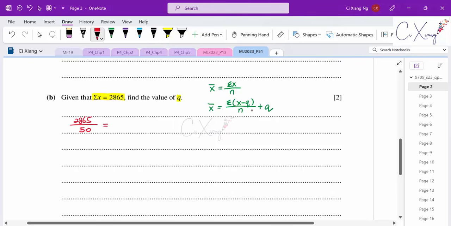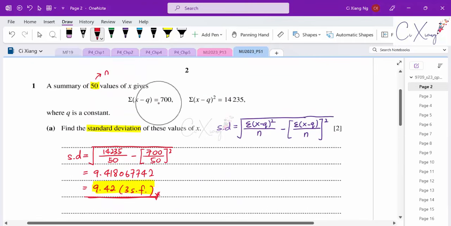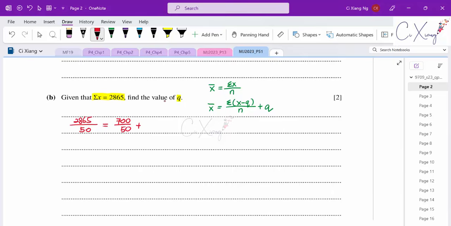So the mean from this formula will be the summation of x minus q. Where is the summation of x minus q? This one, 700. So I put in 700, then divided by n, so divided by 50, plus q. The value of q I don't know, so I just leave it as q. So from here, you can see very easily that we'll get q after we move all the numbers to the other side. So we can see that q is actually 43.3. Okay, so this is how we solve question number 1.